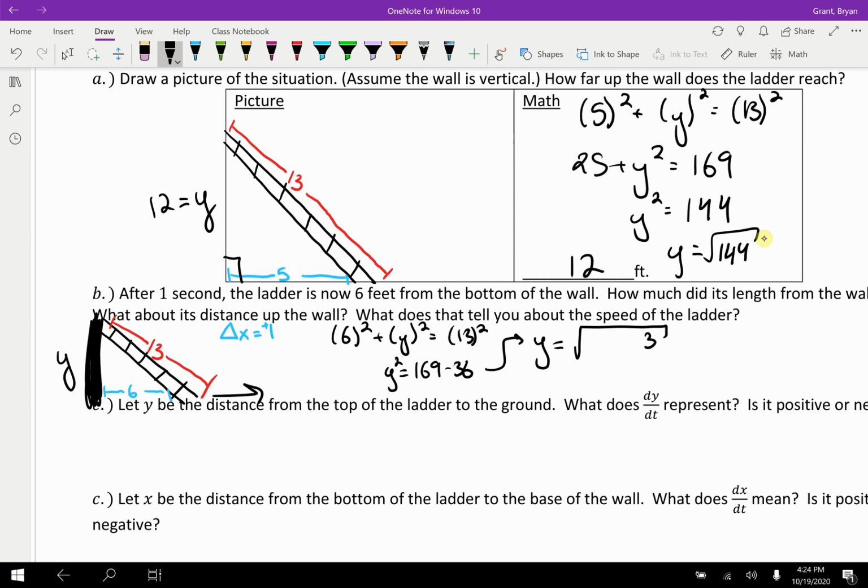9 minus 6 is 3. 6 minus 3 is 3. Looks like the square root of 133.